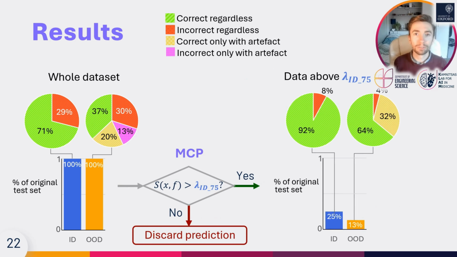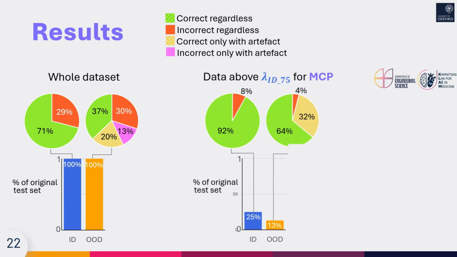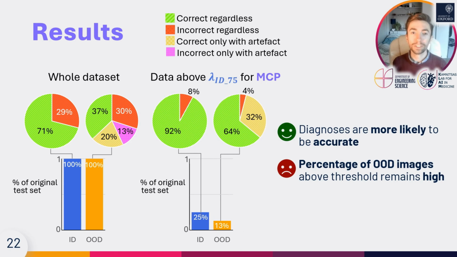So firstly, let's look at the results for our confidence-based method, MCP. What is good is we see the remaining diagnoses are now more likely to be accurate. However, what's not good is the percentage of OOD images above the threshold remains high, and the percentage of predictions which are correct only with the artifact has actually increased.